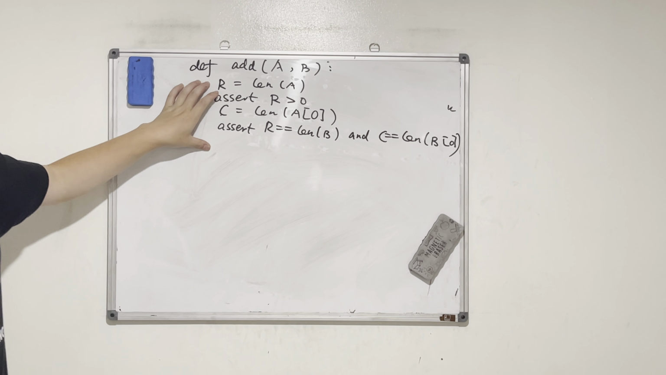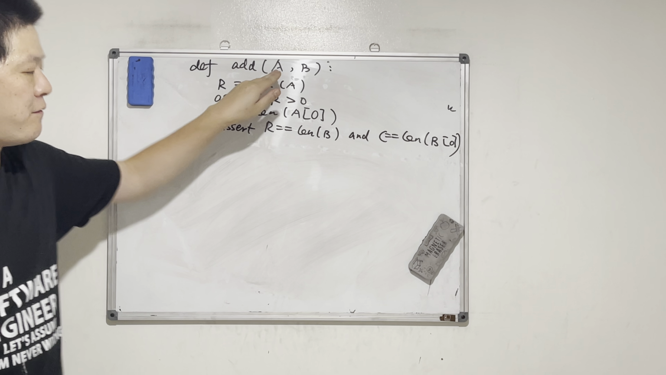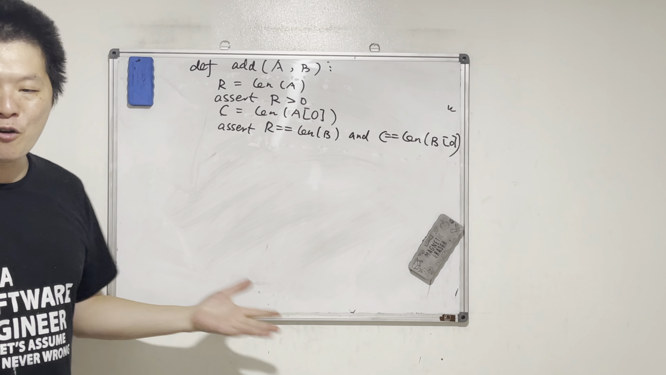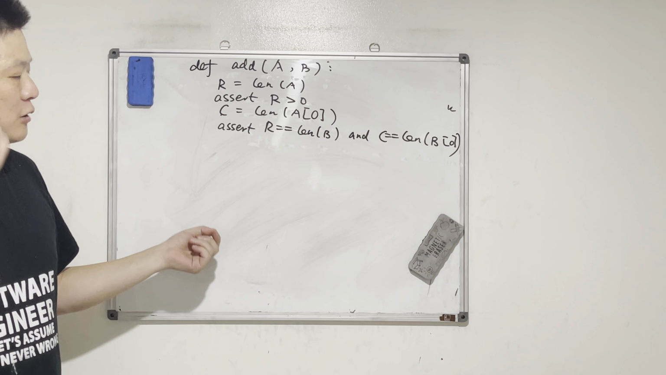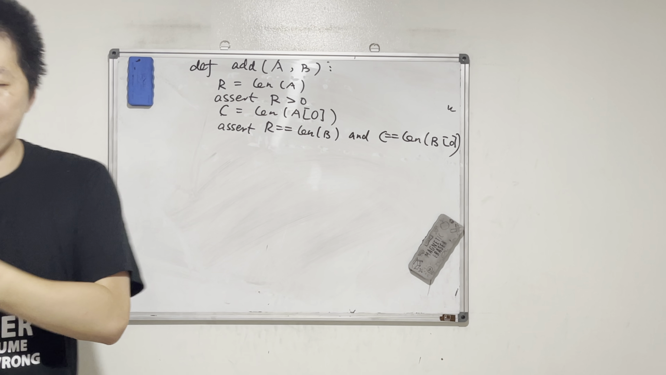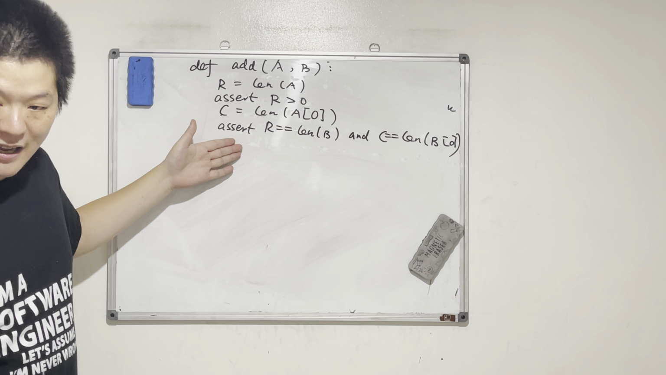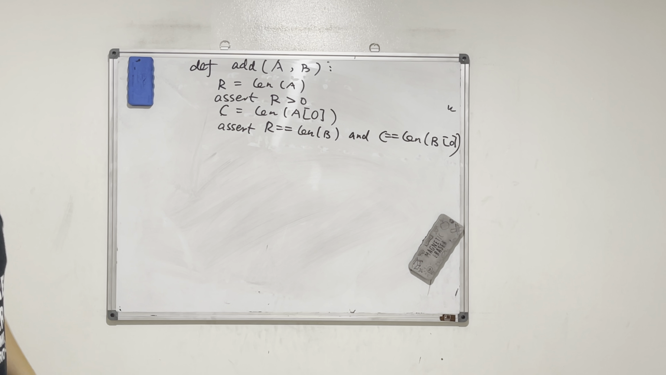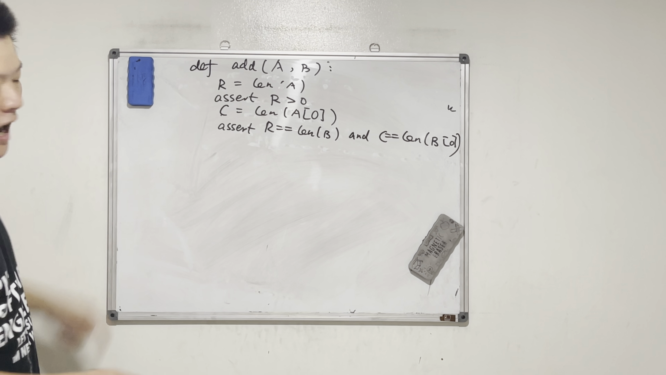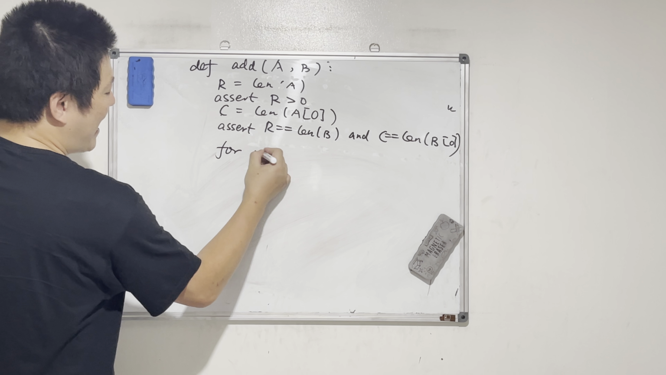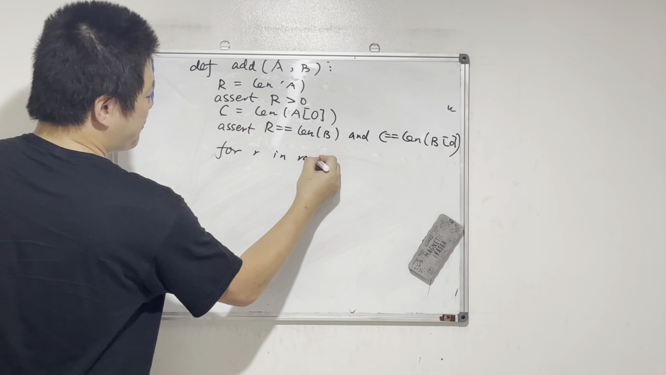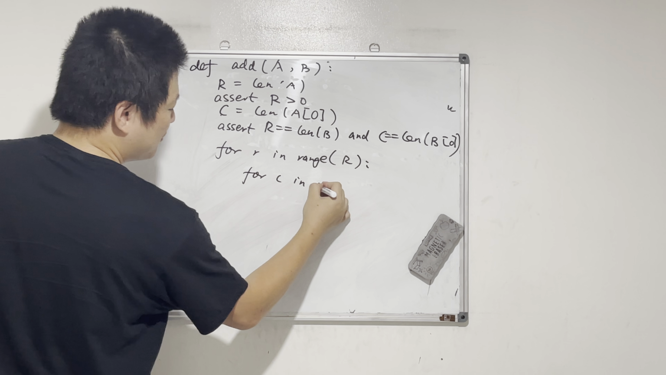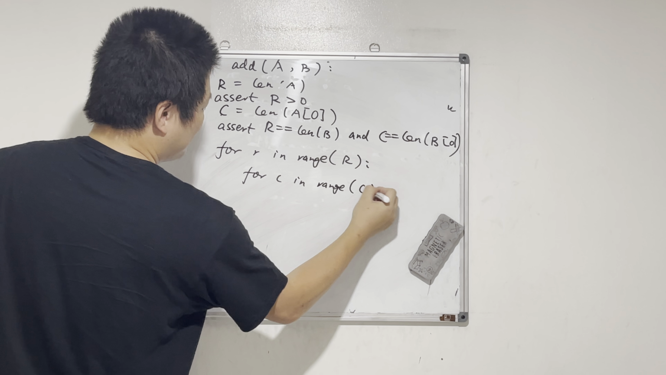So this is just to check, to make sure we have the two matrices which have the same size, A and B, and we want to add them together. One way to do it is to allocate a separate matrix. Or we can just add it to A. Do you get it? So let's do this one by one. How can we add it to A? For R in range rows, for C in range columns.